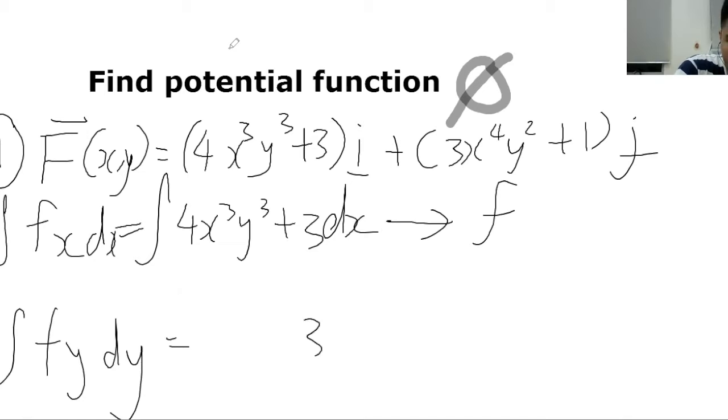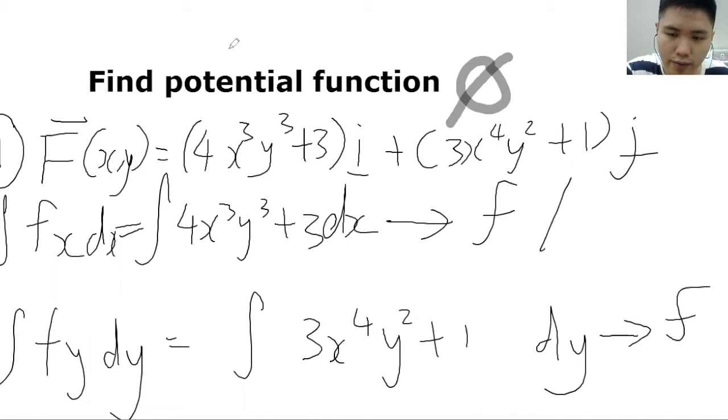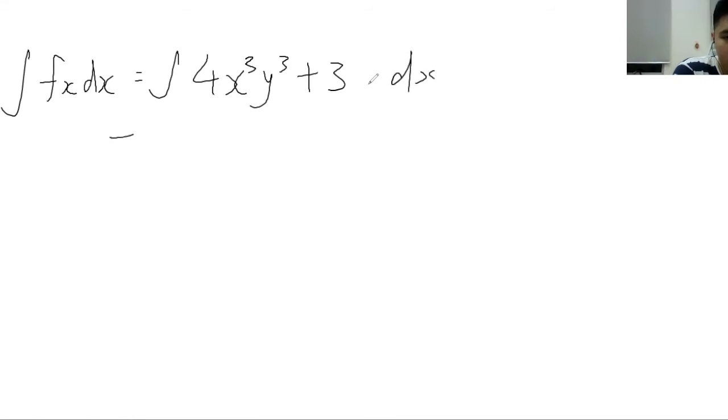So fy is this, then we integrate with respect to dy in order to get the potential function, or sometimes it's written in this symbol. It's the same. Okay, so let's get started. We integrate the fx first.